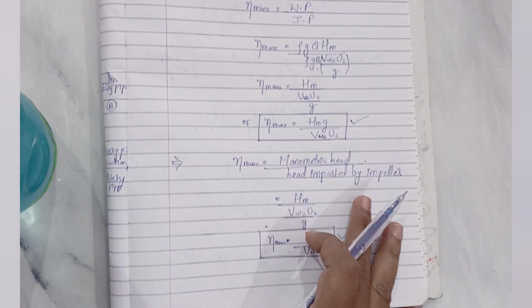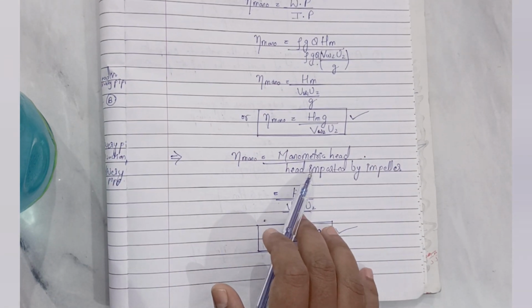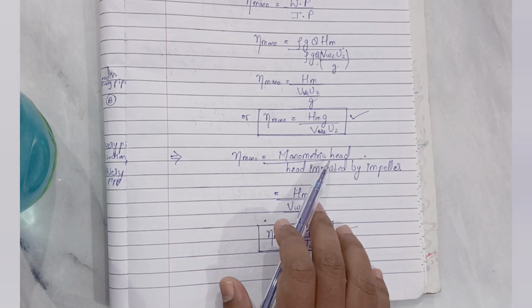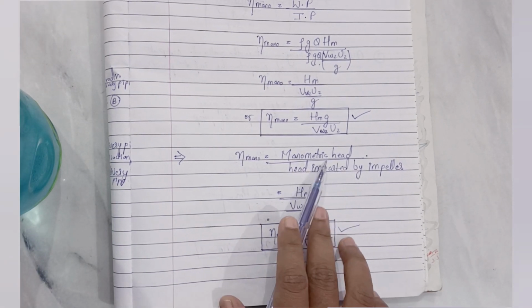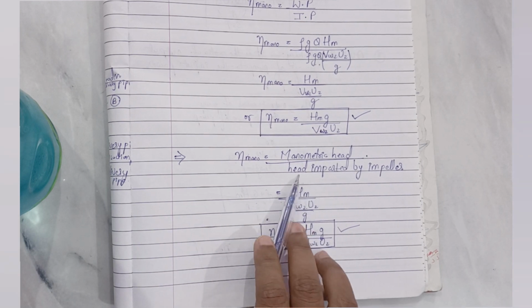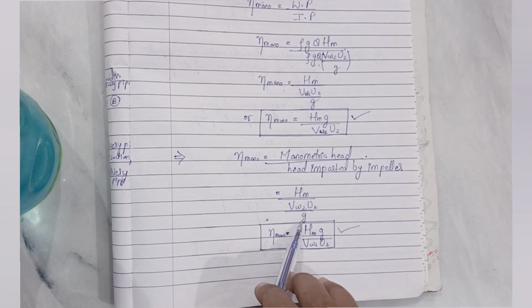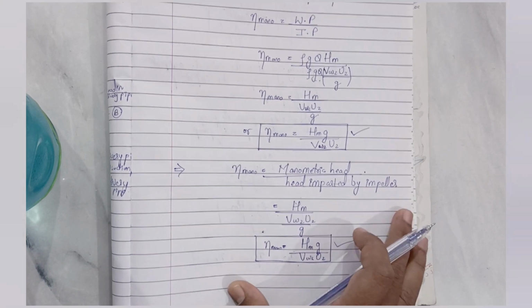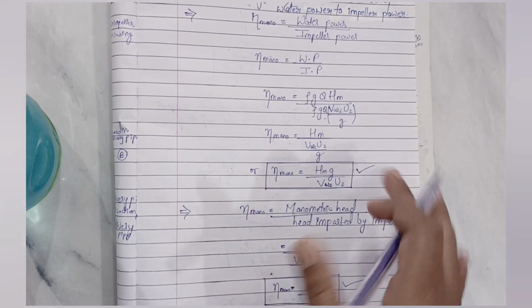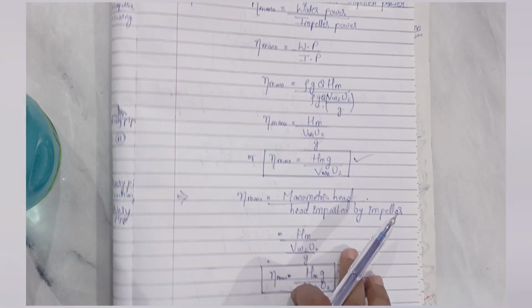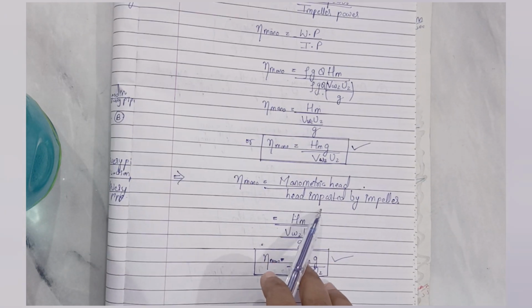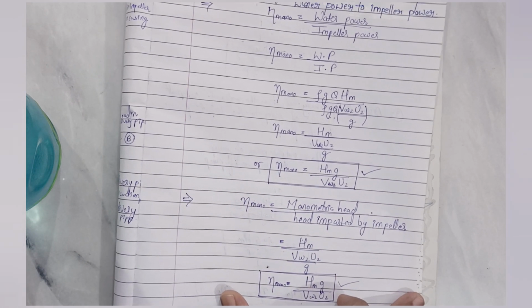Manometric efficiency you can also understand in terms of head: manometric efficiency is equal to the manometric head upon the head imparted by the impeller. Your manometric head is represented by Hm and the head imparted by the impeller is VW2 U2 upon g. So this is your manometric efficiency. You can understand this in terms of the ratio of water power to impeller power, or from the manometric head to the head imparted by the impeller. Now we will see the second type of efficiency.